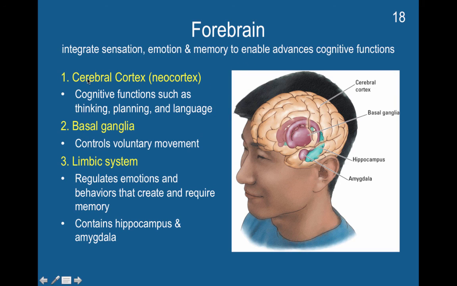because the forebrain comprises the cerebral cortex, which handles cognitive functions such as thinking, planning, and language. The cerebral cortex includes the frontal lobes, the parietal lobes, the occipital lobes, and the temporal lobes. And then you have these more internal regions that you can see a little bit in this view. This includes the basal ganglia, which controls voluntary movement, and the limbic system, which regulates emotions and behaviors that create and require memory, and it also contains the hippocampus and the amygdala. So in addition to the thalamus and the hypothalamus, a great deal of the focus of the class is going to be on parts of the forebrain.